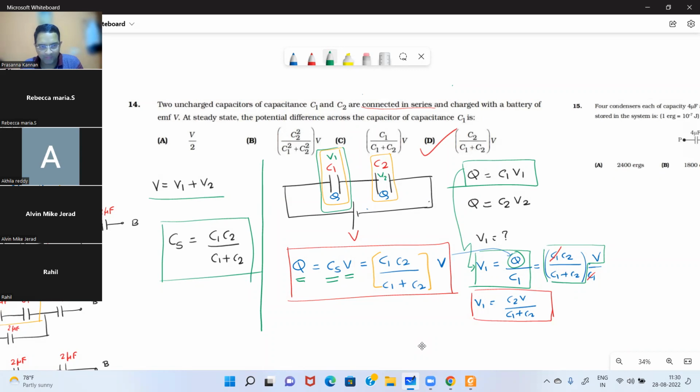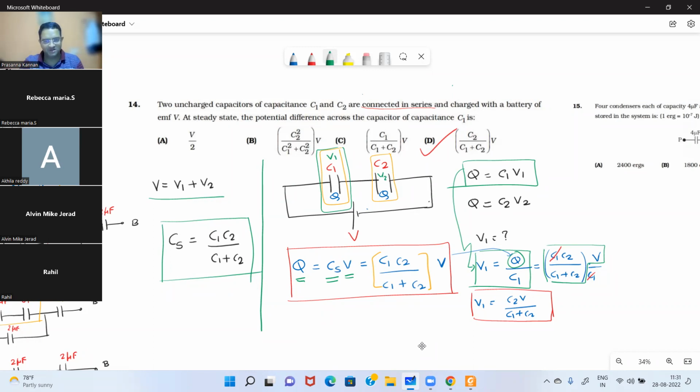Have you understood? Yes, sir. Yes, ma'am. Very good. Now, without solving, can you tell me what is going to be the voltage V2? Just from observation, you can say. V1 is C2 V by C1 plus C2. So what should be V2? Suppose if I asked V2, then what will be the answer? V2 will be C1 V divided by C1 plus C2.